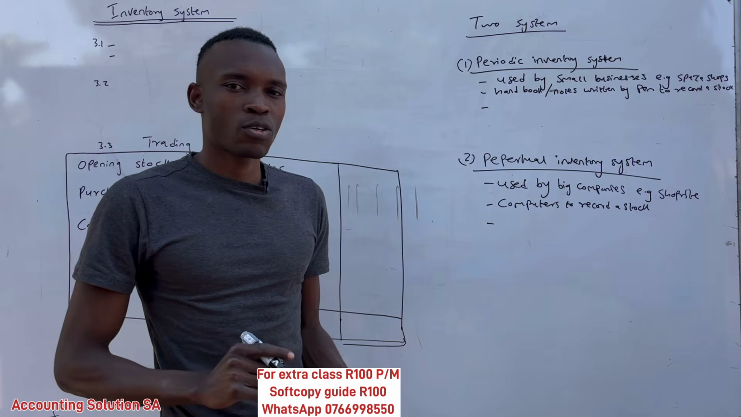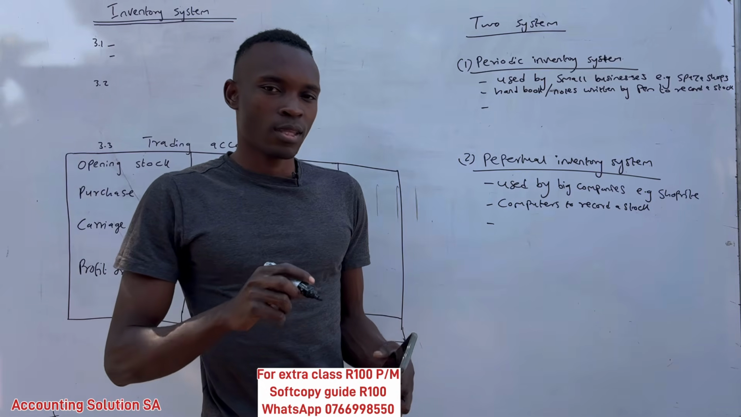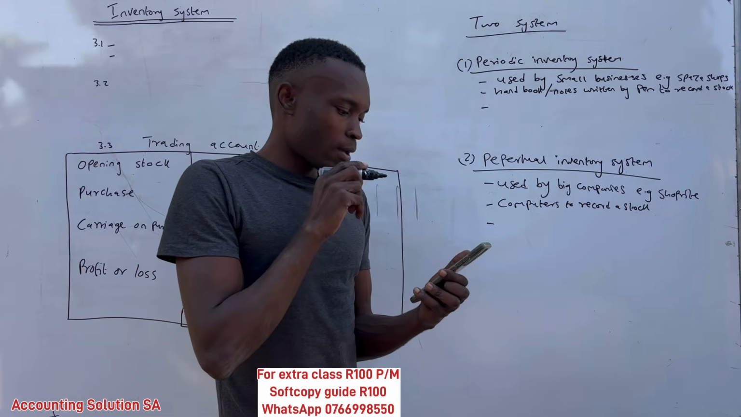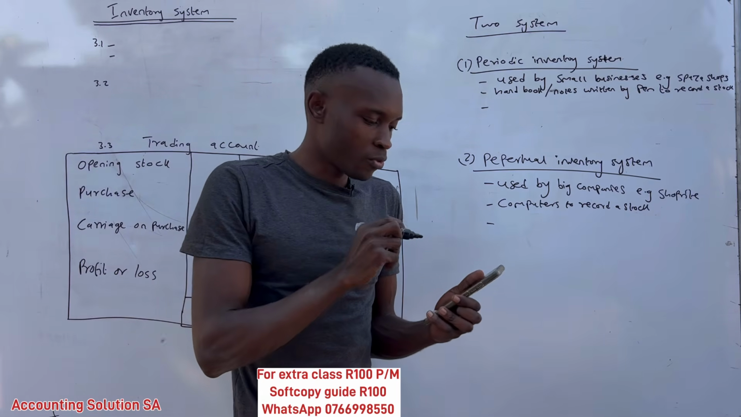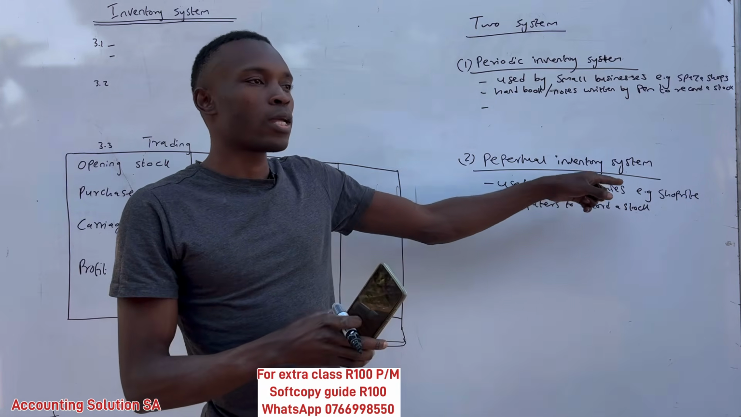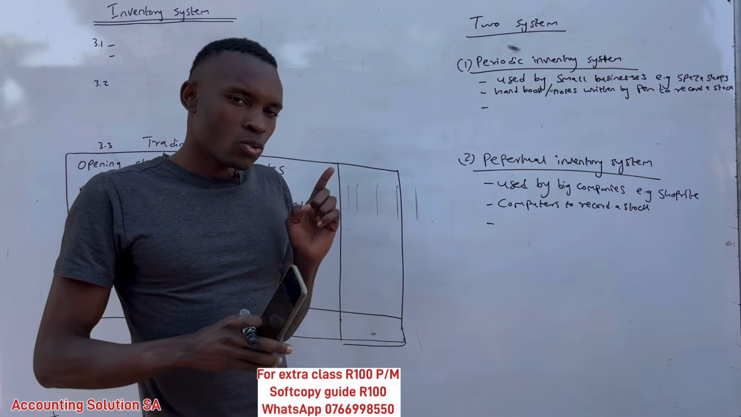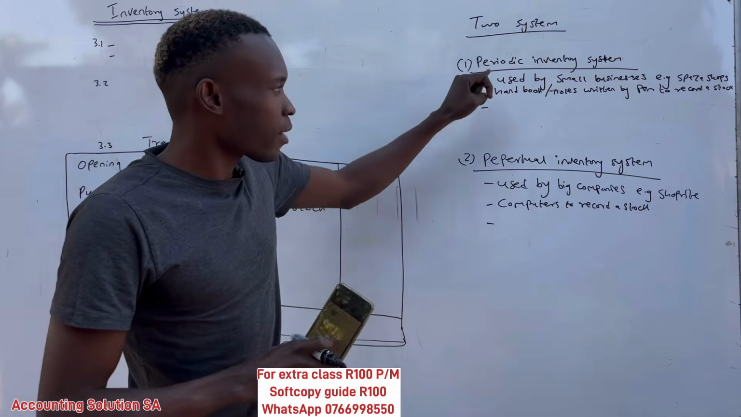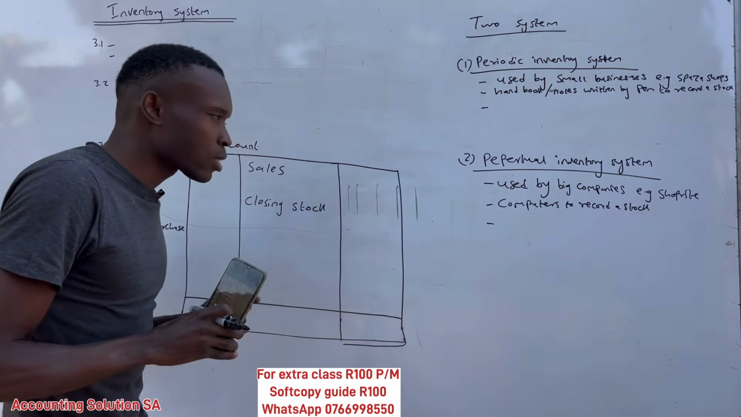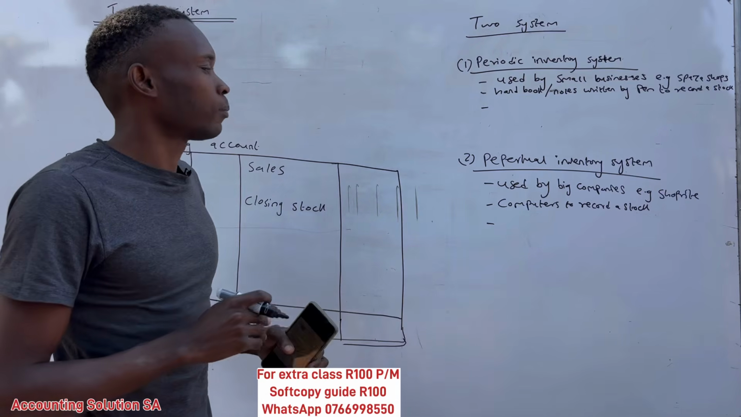If you go to the spaza shop, guys, when you buy something, the cashier is going to write down that this time we have sold 4 cold drinks. But Spar or ShopRite don't do that. A computer is going to do that. So this difference is the main difference that you need to know. Now the last one, which is more important as well.